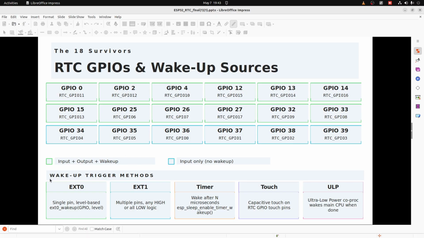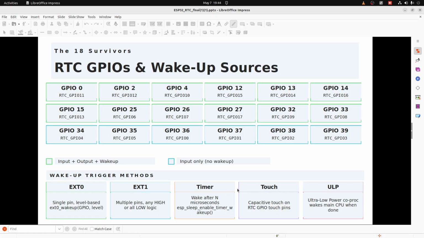Now you can see the wake up trigger methods. There are 5 of them. EXT0. This wakes the ESP32 based on the logic level of the single pin. You specify which GPIO and what level, high or low, triggers the wake up. EXT1. This monitors multiple pins simultaneously. You can configure it to wake on any pin going high or all pins going low. Timer. You can set a duration in microseconds and the chip wakes up after that time has elapsed. Perfect for periodic sensor readings.